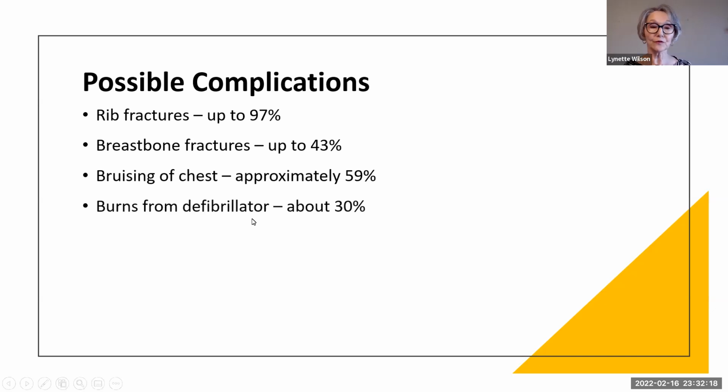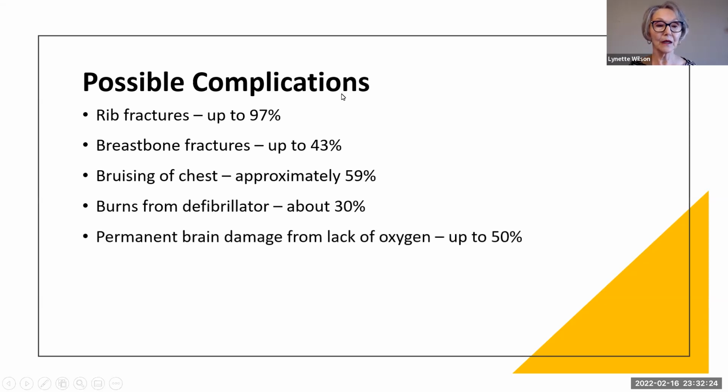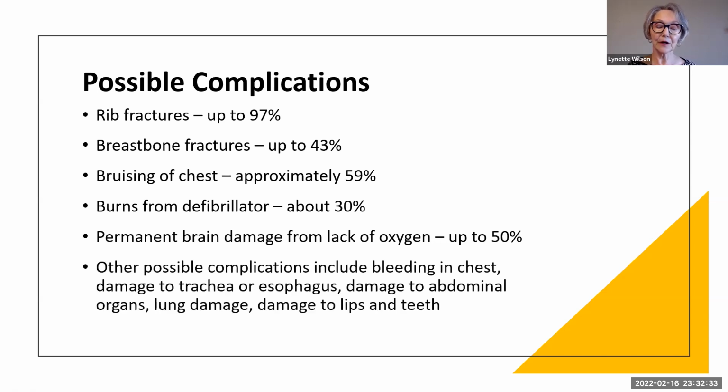30% will have burns from the defibrillator or those shocks that are used to help restart the heart's rhythm. Up to 50% will have some degree of permanent brain damage from lack of oxygen. And then there are other possible complications such as bleeding in the chest, damage to the trachea or the esophagus as the tubes put down, lung damage, damage to the mouth, lips, and teeth. So when we think about CPR, and certainly what we see on TV, these are not the things that we usually think about as being side effects of that particular procedure.